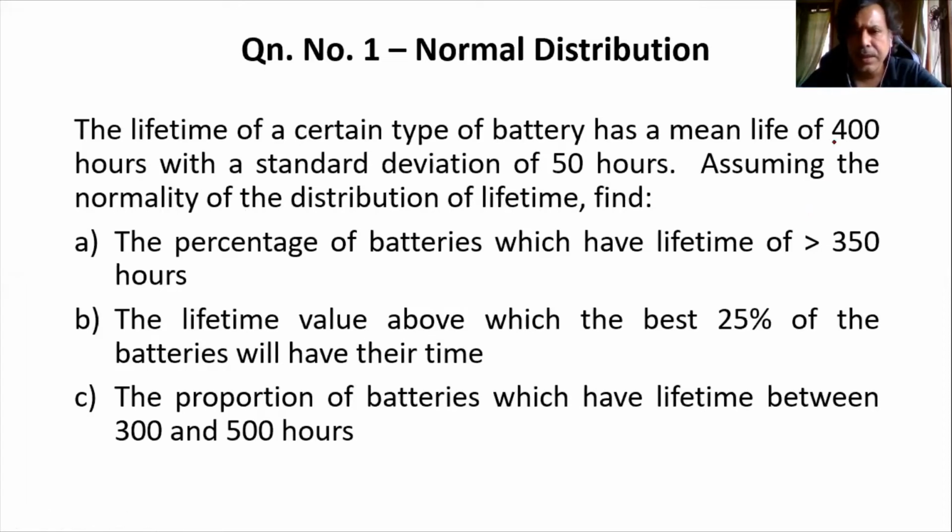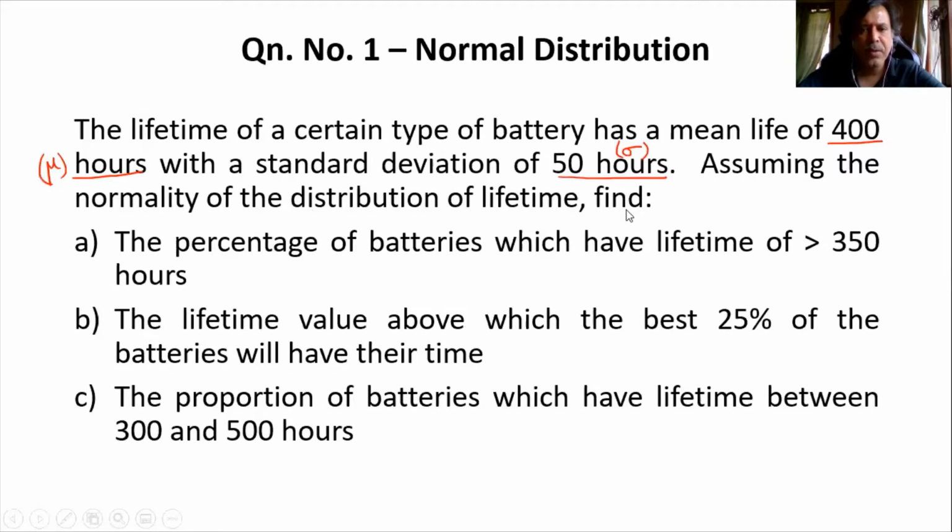So 400 hours is our mu, because that is the mean, and the standard deviation of 50 hours is our sigma. Means 400 is mu and 50 is your sigma. Assuming the normality of the distribution of lifetime means the life of the batteries follows a normal distribution. That is the meaning of assuming the normality of the distribution of lifetime.